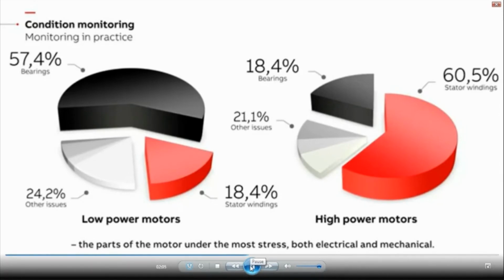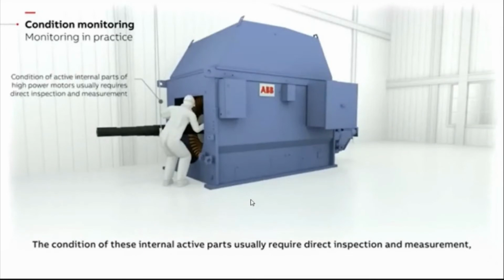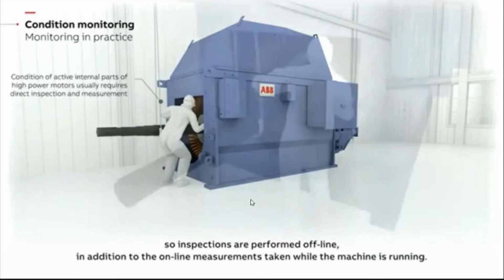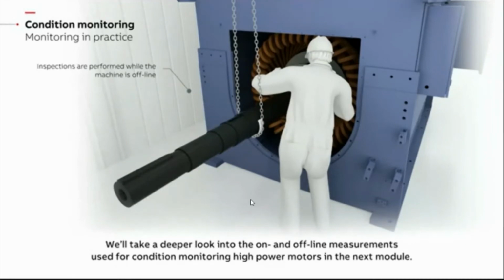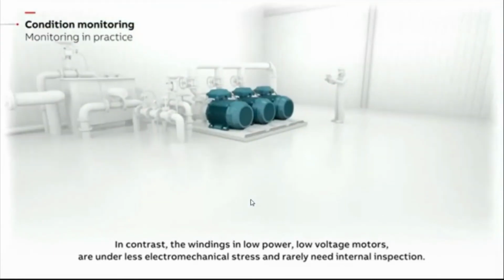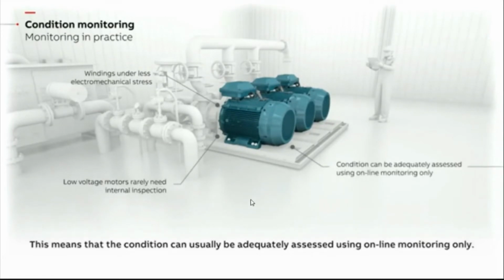Under the most stress, both electrical and mechanical. The condition of these internal active parts usually requires direct inspection and measurement, so inspections are performed offline, in addition to the online measurements taken while the machine is running. We'll take a deeper look into the on and offline measurements used for condition monitoring high power motors in the next module. In contrast, the windings in low power, low voltage motors are under less electromechanical stress and rarely need internal inspection. This means that the condition can usually be adequately assessed using online monitoring only.